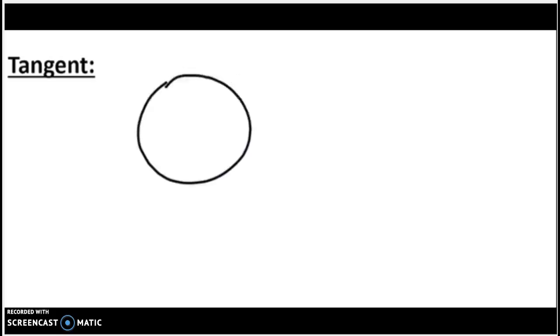All right, the next segment that we're going to talk about is the tangent. A tangent is either a line or part of a line that intersects a circle at exactly one point. So if this is my circle, anybody that's tangent to the circle would bump into that circle at exactly one point.